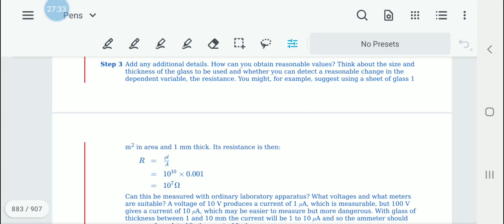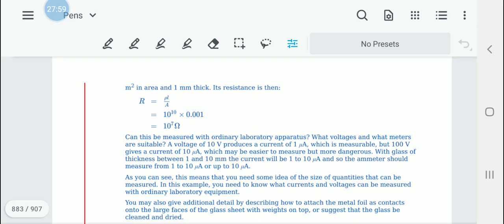Now when you think about the size and the thickness of the glass, you should be able to see a reasonable change in the dependent variable. For example, for glass 1, if you have R equals rho L upon A, 10 to the power 10 into 0.001, that is going to be 10 to the power 7 ohms. Now this is a very, very large measurement. You can't measure this kind of value.